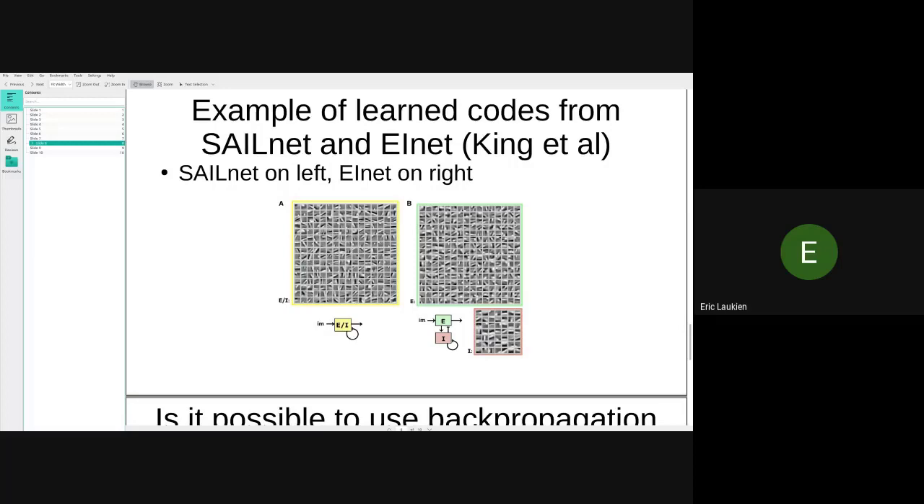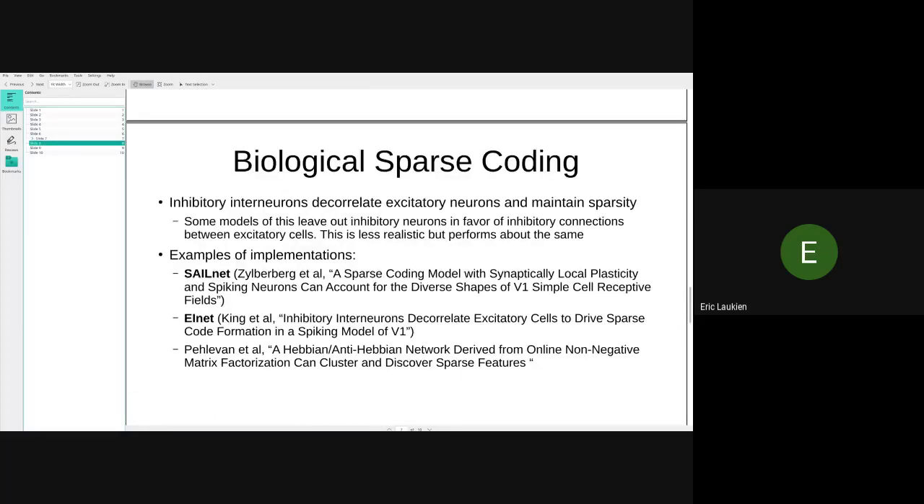So here's an example. Oops, I think I skipped a slide. Yeah. So the way in biology we think it does it is basically you have some excitatory cells and inhibitory cells which learn to correlate with them. And as a result, they send back to the excitatory cells decorrelation or negative inhibition.